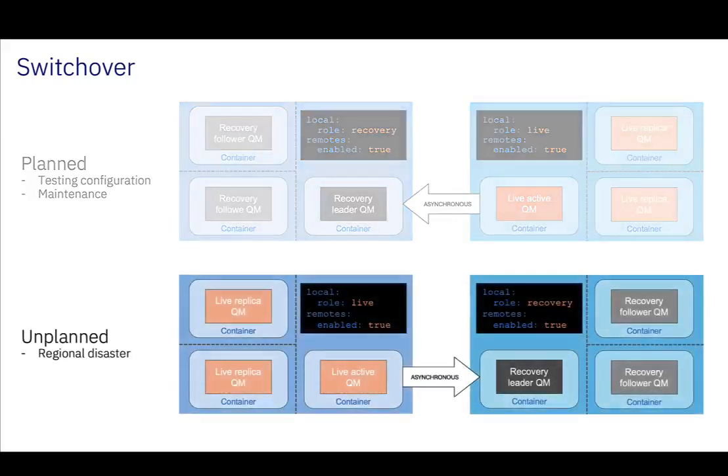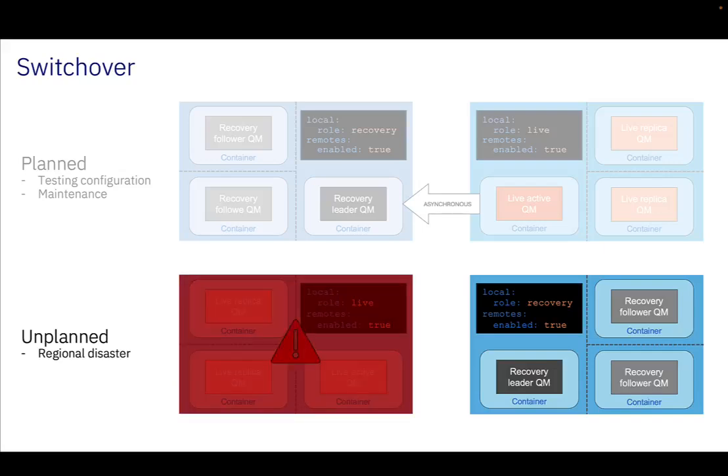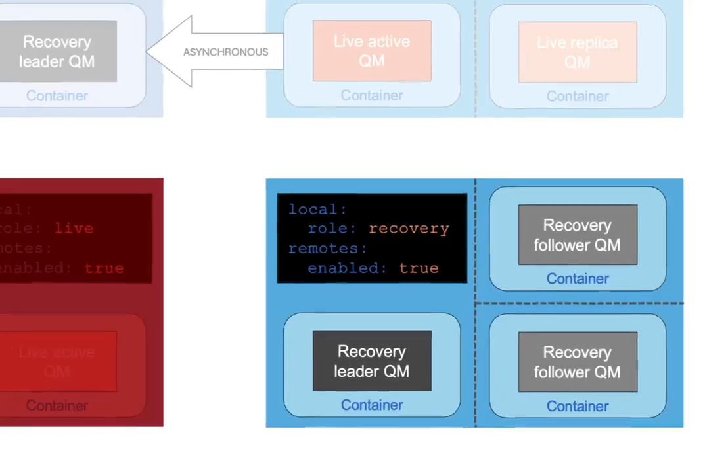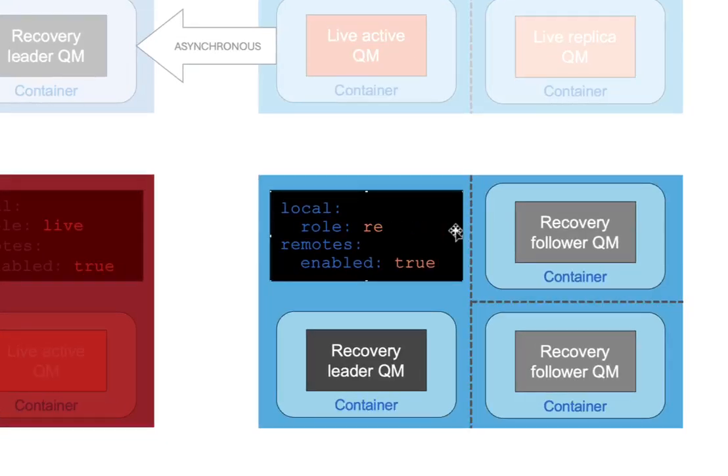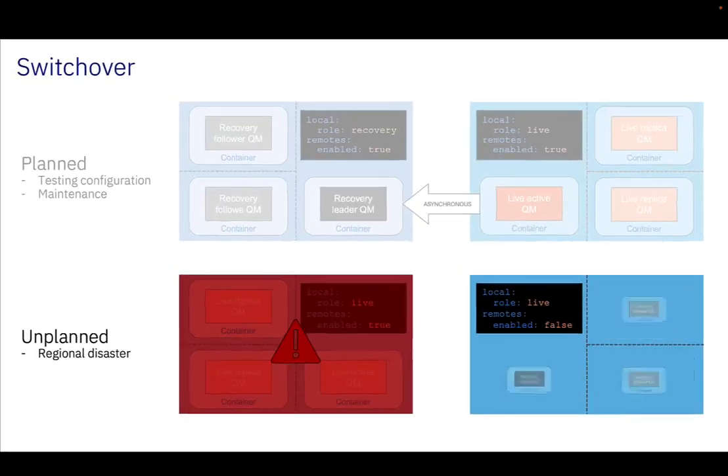For the unplanned switchover, when the live group goes down, the recovery group cannot detect this as it simply stops receiving replicated log data, which could just mean that there's no ongoing workload. An unplanned failover must therefore be manually carried out by changing the recovery group's role to live and notifying it that the previously live group is disabled so that it does not attempt to replicate data to it.